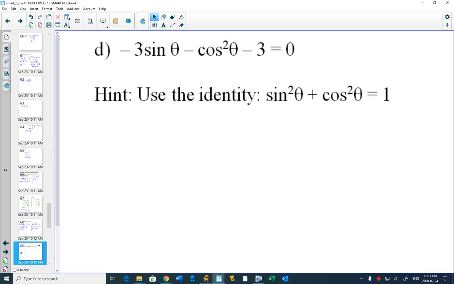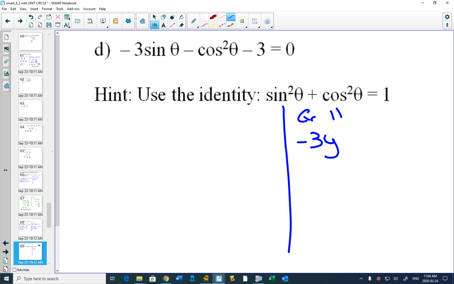The big idea is sine squared plus cos squared equals 1. We had three big ideas at the beginning of this unit. One of them was that sine squared theta plus cos squared theta equals 1. The reason we need the big idea is because if we went back to grade 11, for this question, you'd have minus 3y minus x squared minus 3 equals 0. And you can't solve that because it has an x and a y. You can't solve something with two variables in one equation.